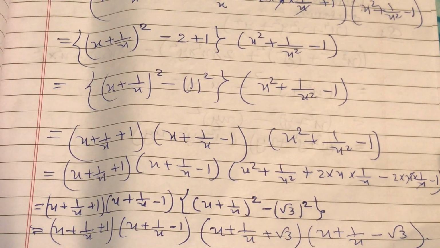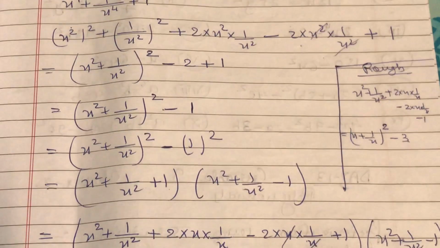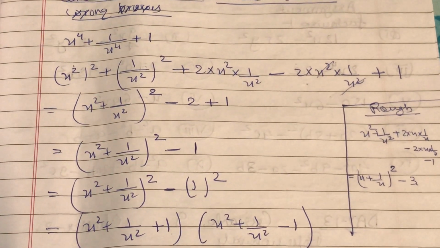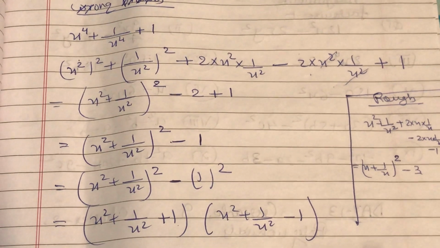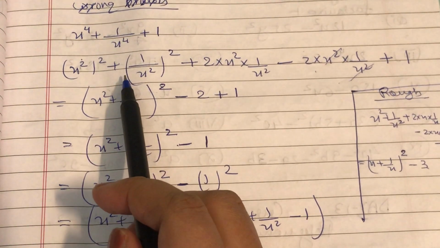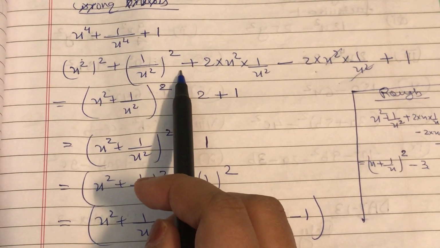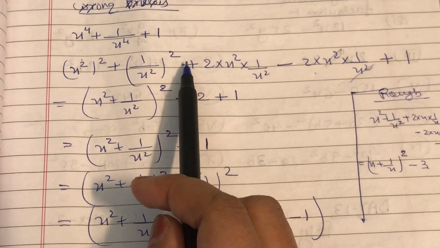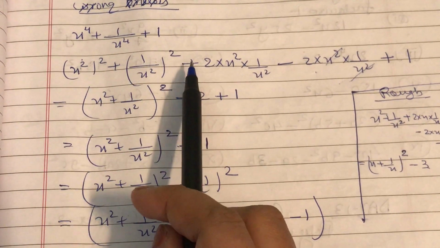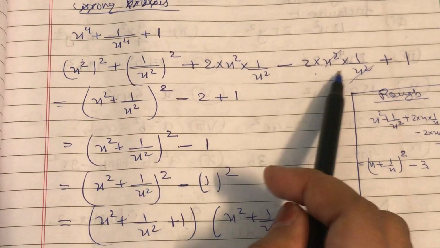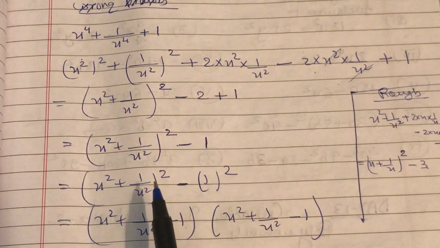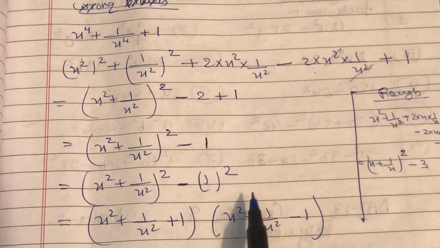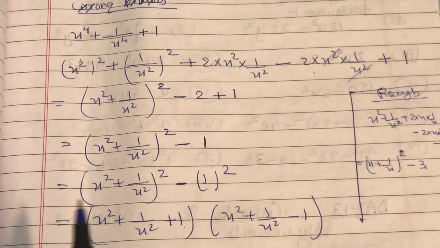The same question, this is the long process. I have explained, you can use this. As I said, you have to learn the identities and you have to use those identities. So the basic method which I am applying in every question is that I am adding plus 2ab, subtracting 2ab, and then using the identity a² minus b². Same thing you have to use in every question.